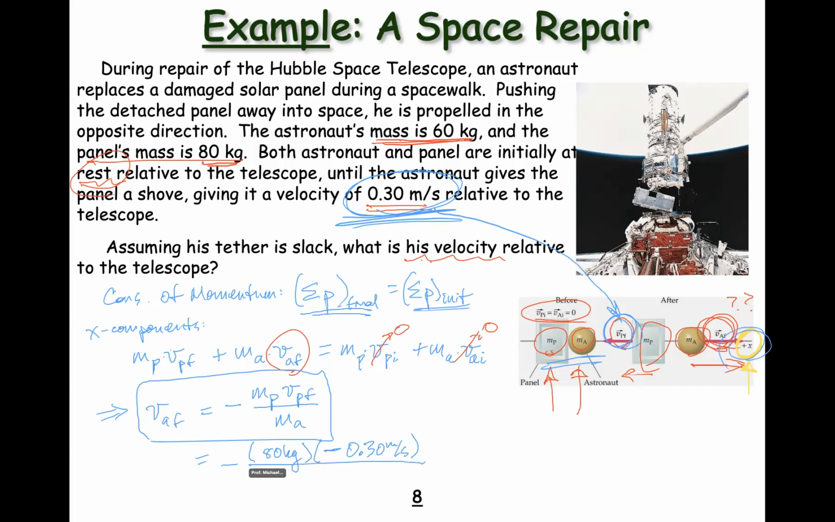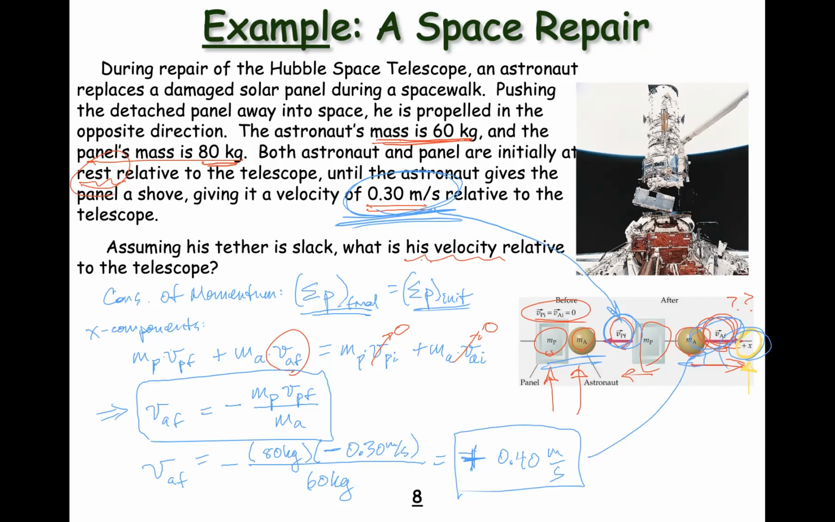And then the mass of the astronaut is 60 kilograms. And when I solve for this, I'm going to get that the final astronaut velocity is going to be positive 0.4 meters per second. Okay. Aha. Good. That matches what we expect, that the astronaut recoils to the right, right?